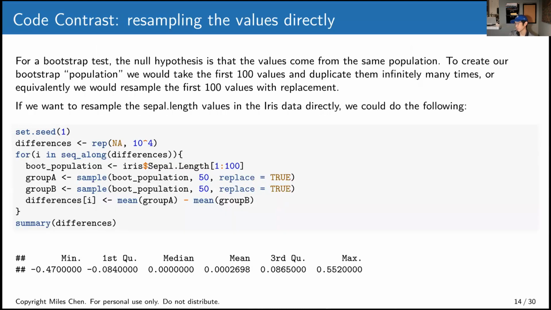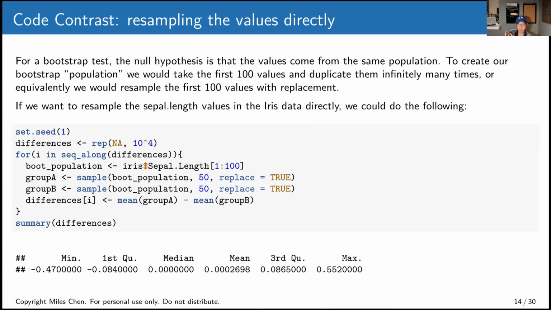So let's try doing a bootstrap. Here, I'm going to do bootstrap by resampling the values directly. I'm going to take the sepal length values and say this is my population, and I'm going to resample the values directly. I'm going to do 10,000 repetitions. I'm going to put all 100 values into the same group, because we are creating the sampling distribution under the null hypothesis.